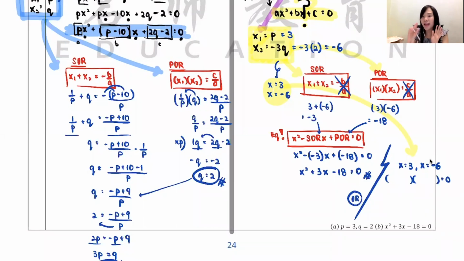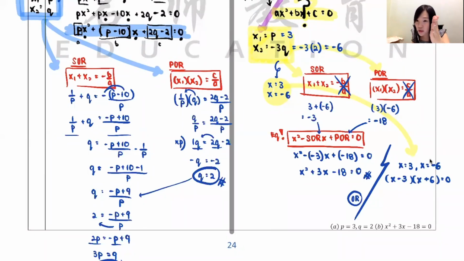So normally the answer is 3. You write back the bracket, you will write x minus 3. Then normally if the answer is negative 6, you will write positive 6. Isn't it? You guys will write x plus 6. Makes sense, right? Just now we did the same thing, right? This is how we write the brackets.